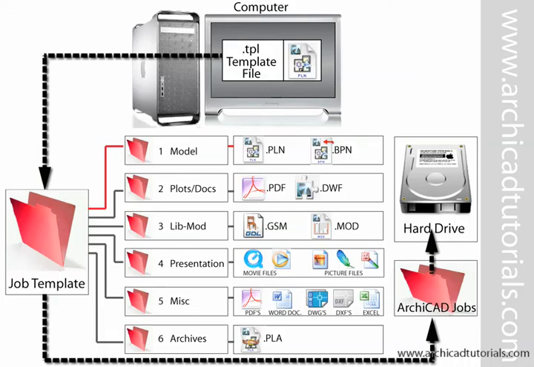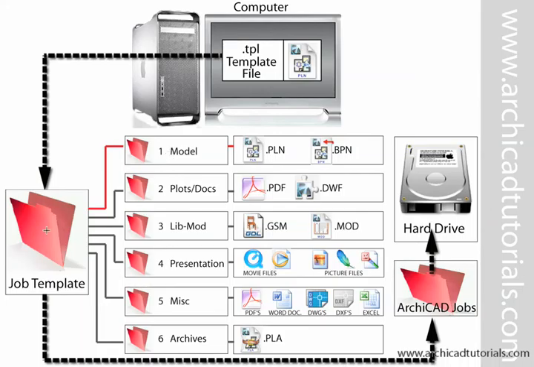So this job template file or PLN file that we start our ArchiCAD jobs from should sit in a job template folder in the model folder, just sitting in here. Now every time you start a new job, you would copy this job template folder, which is easily accessible, perhaps from your desktop, and paste it into an ArchiCAD jobs folder that sits on the hard drive. This way, all the files that are associated with this particular job never get lost and are always easily accessible, and you've always got a consistent protocol that you're using.